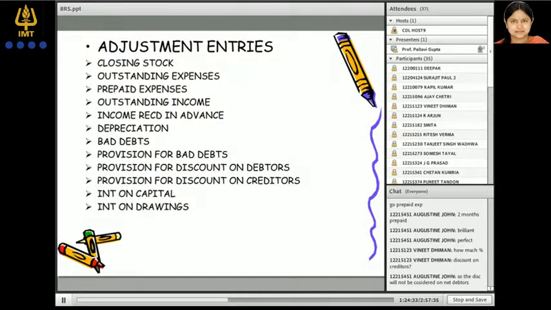Then the last item, interest on drawings. Interest on drawings is on the amount which is withdrawn by the owner. If the business can pay interest on the capital, it can also charge interest on drawings. Interest on drawings is the interest charged by the business. It would be drawings debit to interest on drawings.